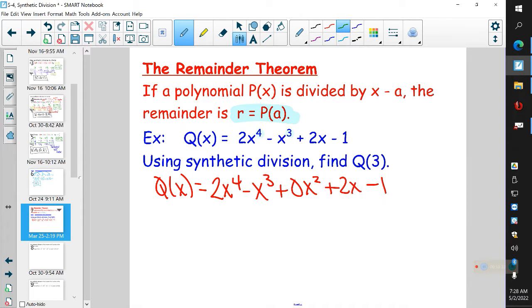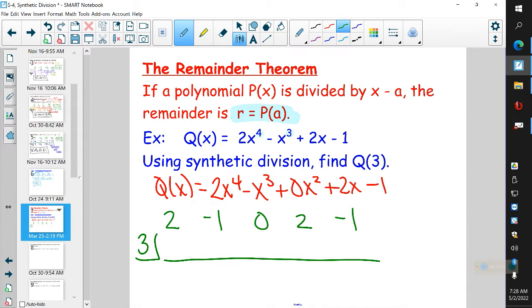So now in my half box, I'm going to put the value 3, and I'm going to drop down the coefficients, including the 0 and including the sign to the left of it. I drop the 2. I multiply on the diagonal. That gives me a 6. I'm going to add straight down. That gives me a 5.